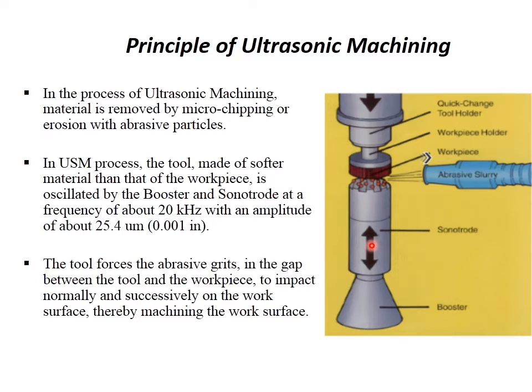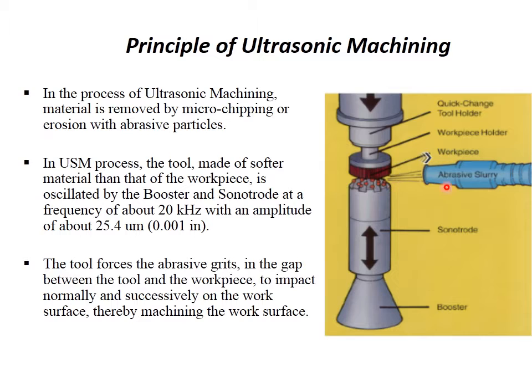So the ultrasonic waves go to the tool, and the tool's upward movement will create a force on the slurry. The force on the slurry of abrasives will create an impact on the workpiece, and this impact will create erosion of the workpiece material, because these abrasive slurries are very hard in nature.